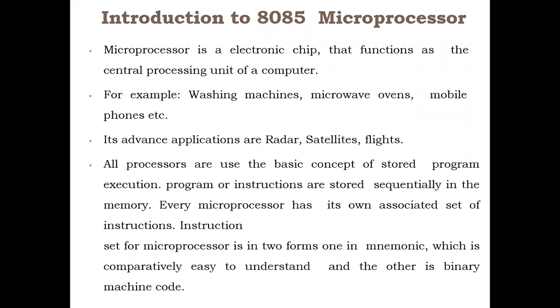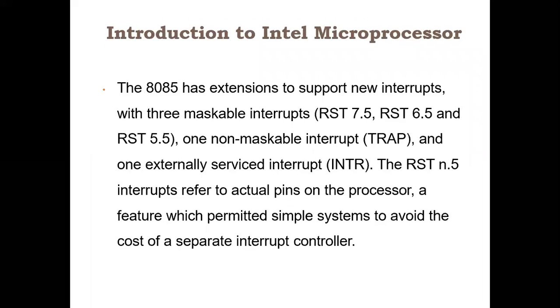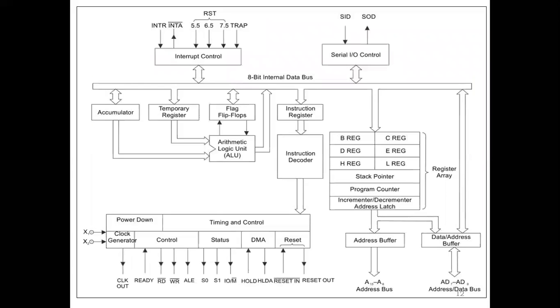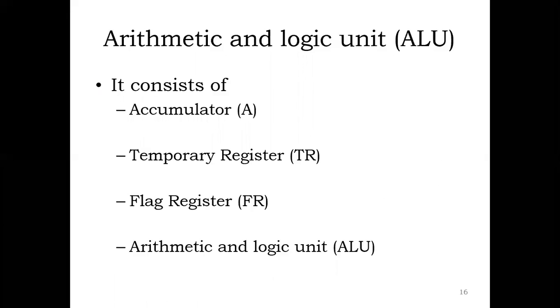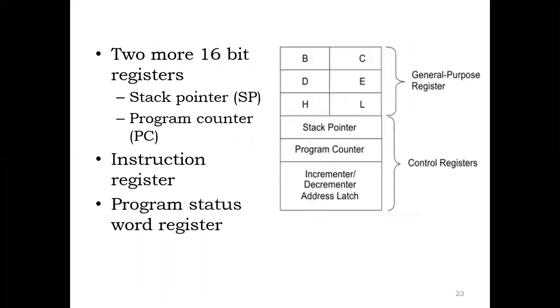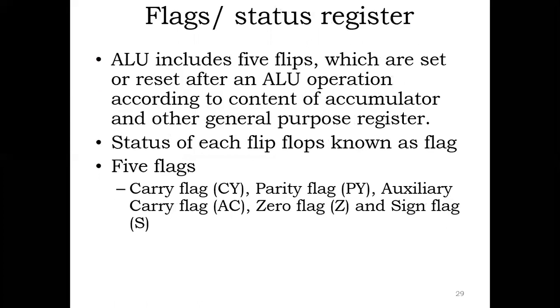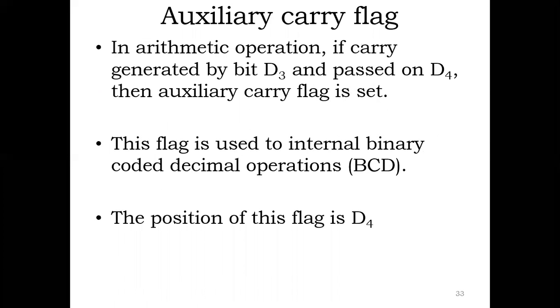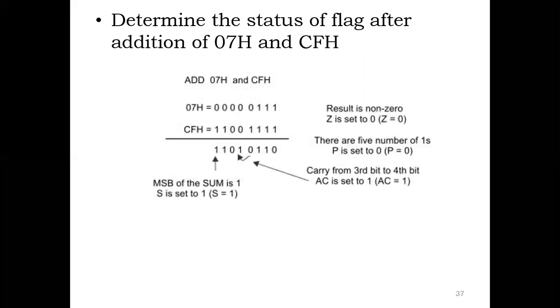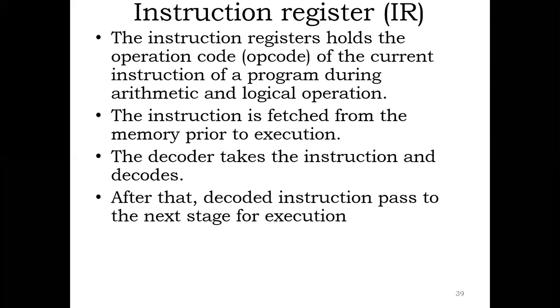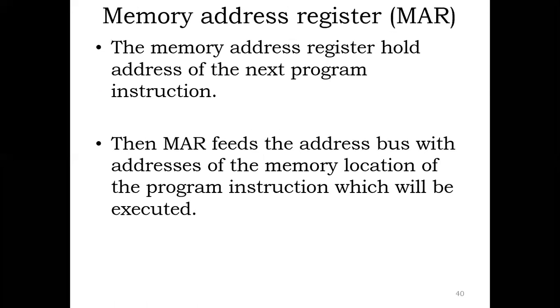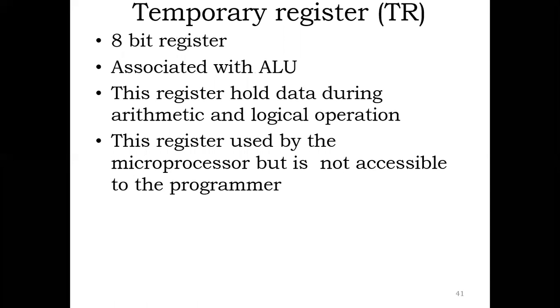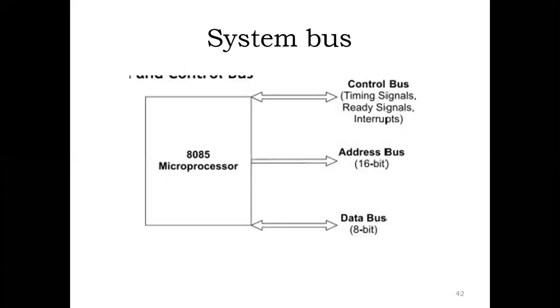Let's review the last class. That was the 8085 introduction and features. This is the architecture of 8085. Then the different functional units: registers, ALU, flag registers, then address bus, control bus, data bus, then general purpose registers, other special purpose registers, and temporary registers. We discussed all of these.